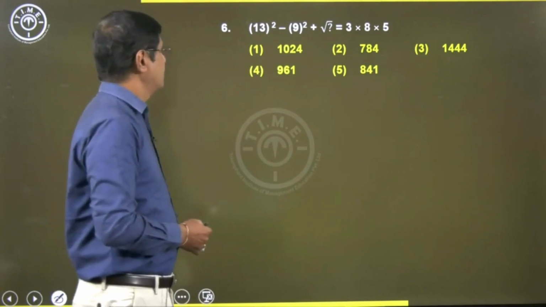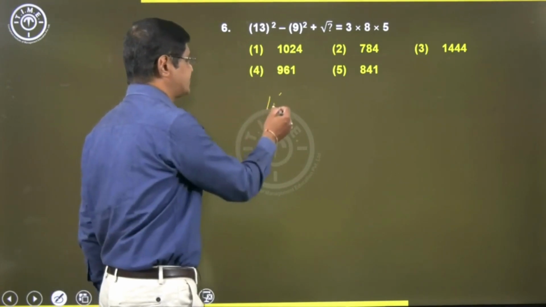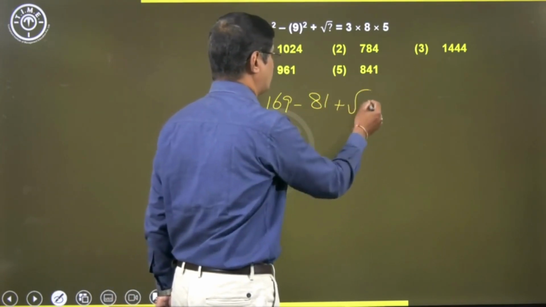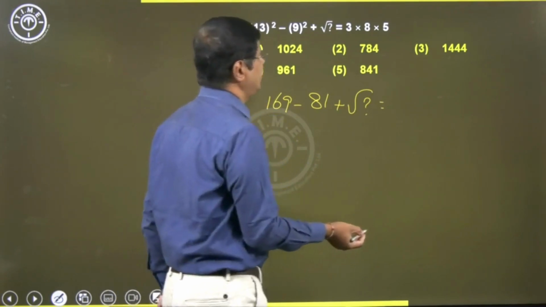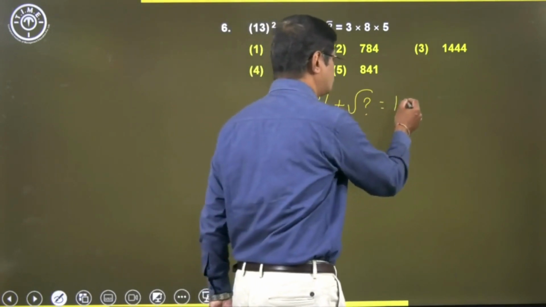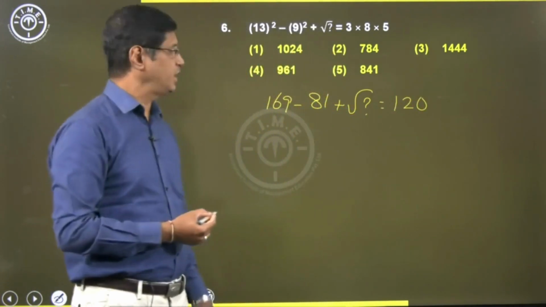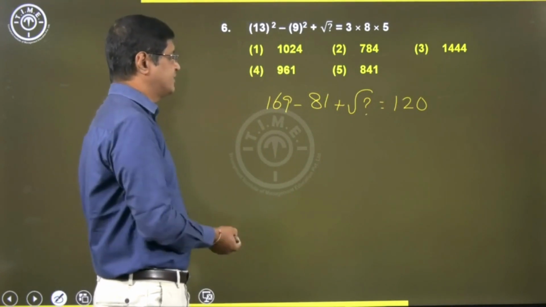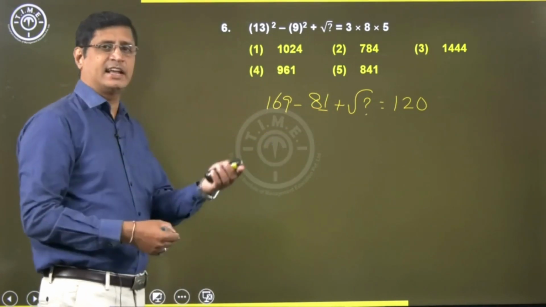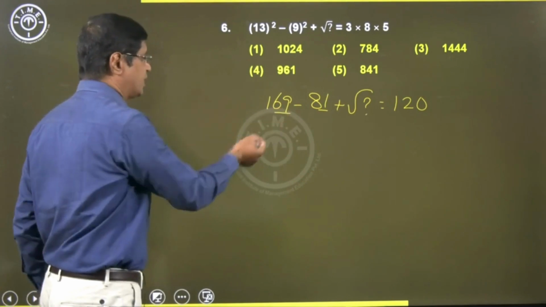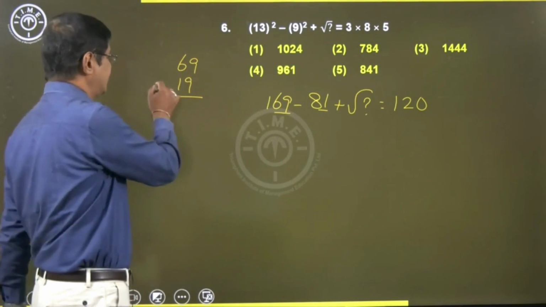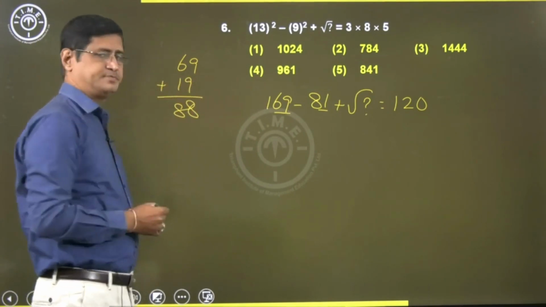Okay, look at the next example. 13 square, it is 169, minus 9 square, 81, plus square root of question mark is equal to 3 into 8 into 5. 5 into 8, 40. 40 into 3, that is 120. Simplify this. Now what is the cancellation? 169 minus 81. 81 is how much less than 100? 19. Here it is how much more than 100? 69. So 69 and 19 means it is 88.